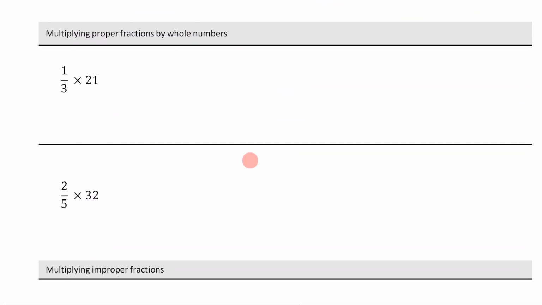Let's now move into some other examples here. So what happens when we multiply proper fractions by whole numbers? So here we have 1/3 times 21. So when you've got a question like this, the first thing that you want to do is rewrite the whole number as a fraction. So that means this 1/3 stays the same. And I can write 21 as a fraction by writing it as 21 on 1. Just as we saw before, 21 on 1 is 21.